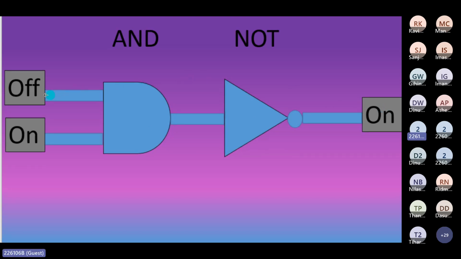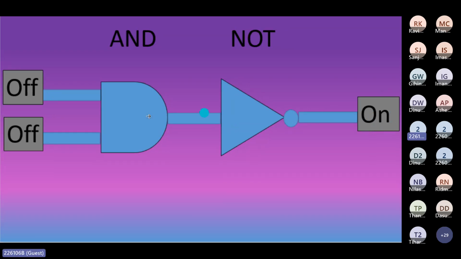Same as previous, when the A switch is off and the B switch is on, when you go through the AND gate, it's off, but when you take the complement of it, it's on, and the NAND gate result is on. And when both switches are off, when you go through the AND gate, it's off. And when you go through the NOT gate, you are taking the complement of it, so the result is on.